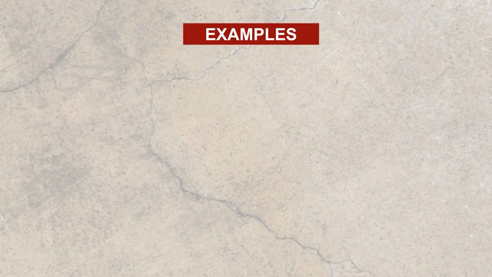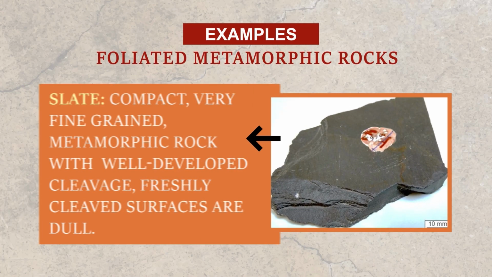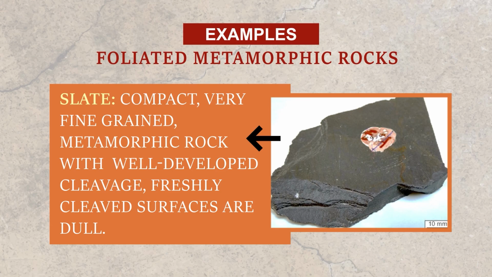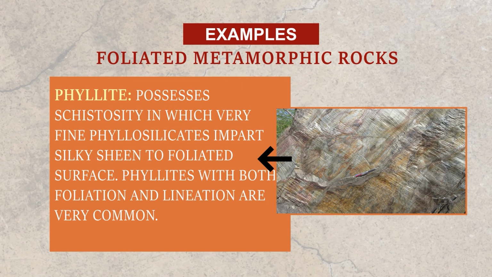Here is another example of foliated metamorphic rocks. Slate, for example, is a compact, very fine grained metamorphic rock with well developed cleavage. Freshly cleaved surfaces are dull, as shown in my right hand, whereas phyllite possesses schistosity in which very fine phyllosilicates impart a silky sheen to the foliated surface. Phyllites with both foliation and lineation are very common, as shown in my left hand.